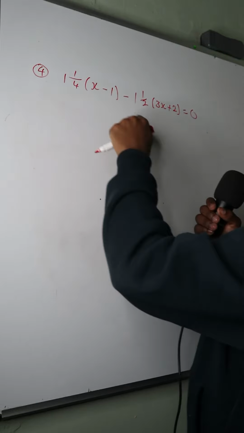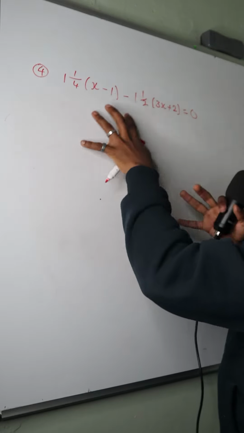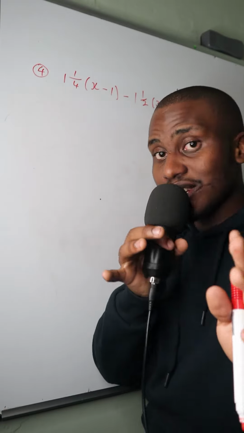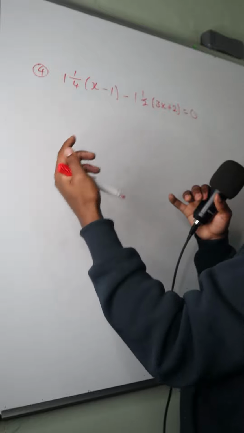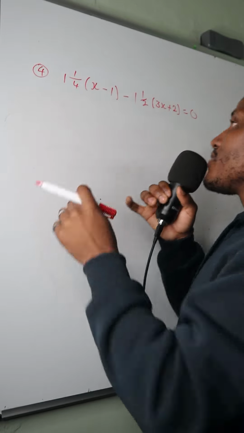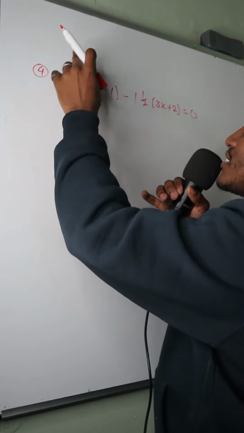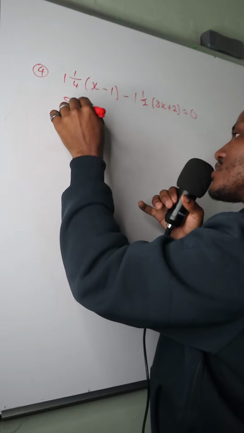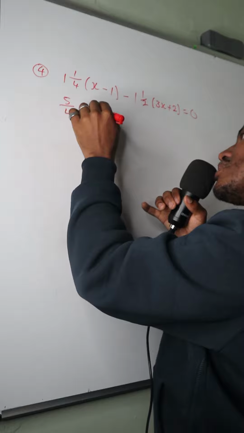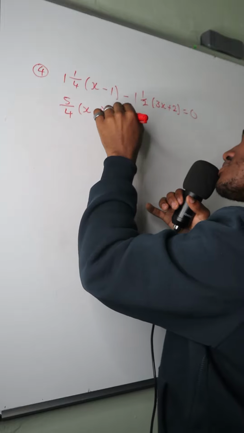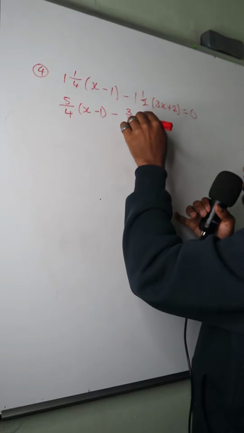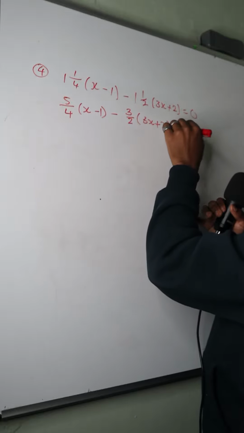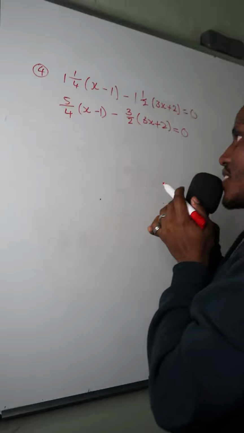So, first things first, we need to get these mixed fractions into improper fractions. That's the first thing that we need to do. To get these into improper fractions, you know the drill. What number leaves a remainder of 1 and has 4 going into it once? That's obviously going to be 5 over 4. Then we're going to have x minus 1. This is going to be 3 over 2, and this is going to be 3x plus 2. And this is going to equal 0, right?